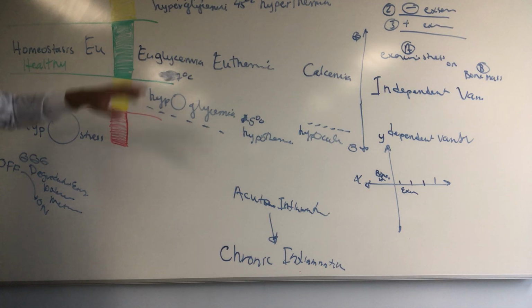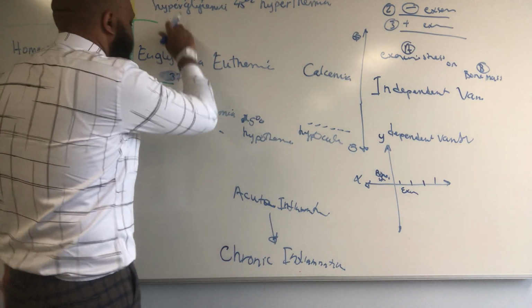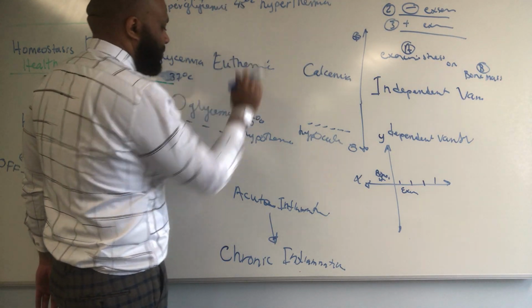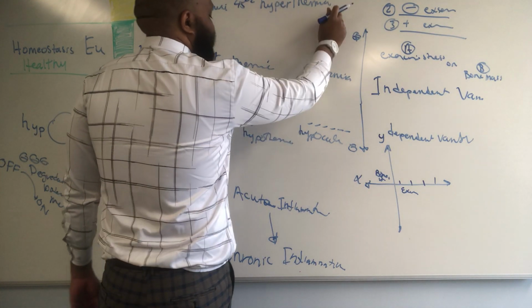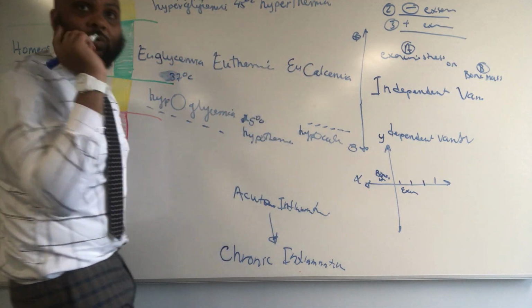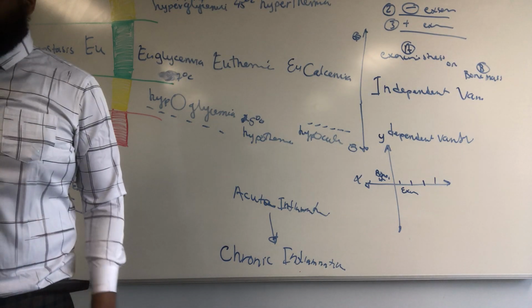So now we don't need hypocalcemia. We don't need hyperglycemia or hypoglycemia. We need euglycemia. We don't need hyperthermia or hypothermia. We need euthermia. We don't need hypercalcemia or hypocalcemia. We need eucalcemia. Okay, well, it doesn't work by need. There's a system to replace that.